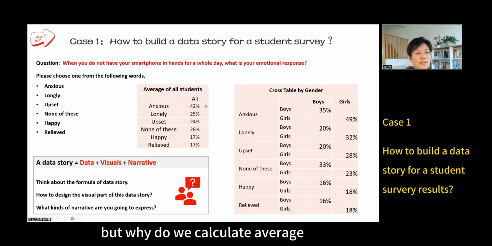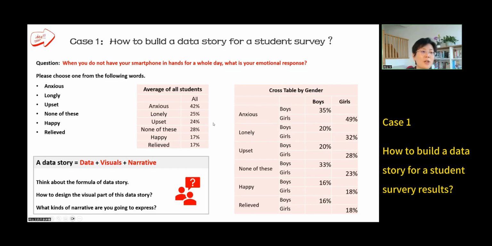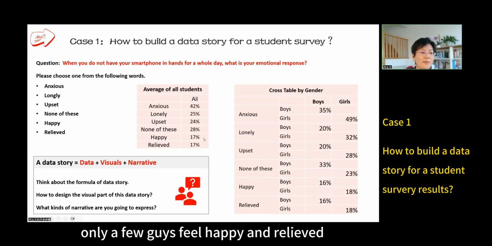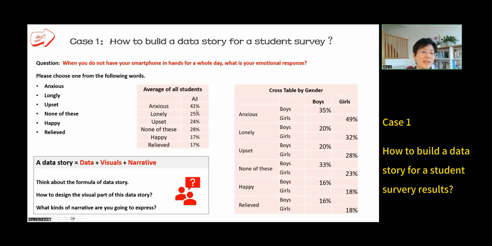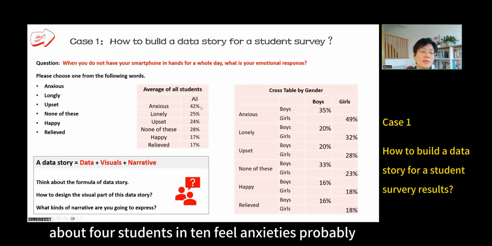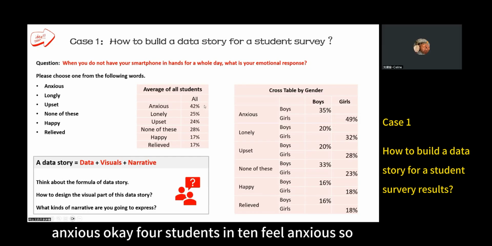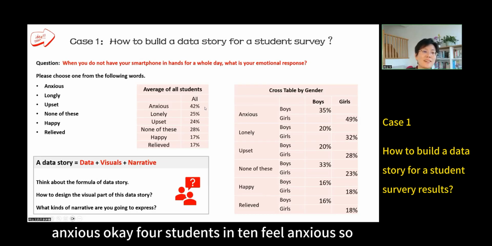But why do we calculate the average? What's the meaning of this data? What kind of conclusion can we draw from this table? Which one is the biggest? See here? Only a few students feel happy and relieved. About 4 students in 10 feel anxious. Probably my pronunciation of anxious is not so good. Okay, 4 students in 10 feel anxious.